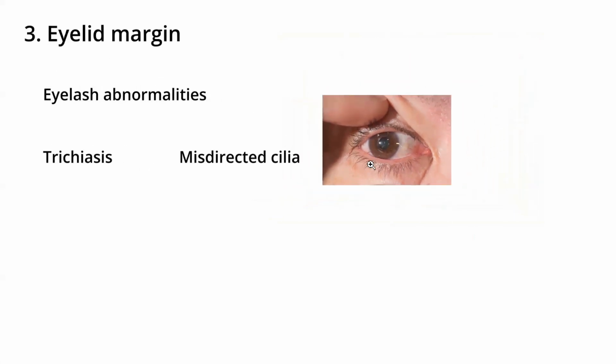Normally the lower lid eyelashes are directed forwards, downwards, and backwards. The upper lid eyelashes are directed forwards, upwards, and backwards. But here the eyelash is directed backwards. So this is a misdirected cilia, otherwise called trichiasis.